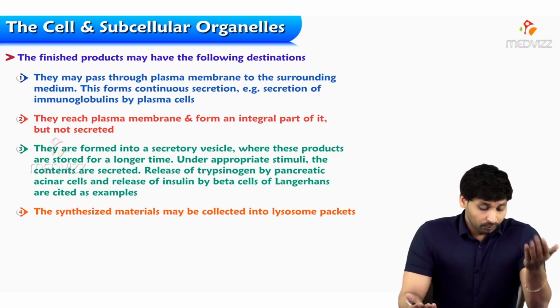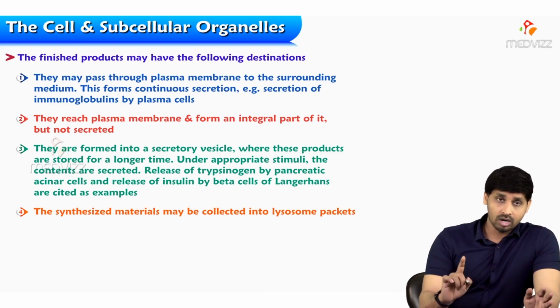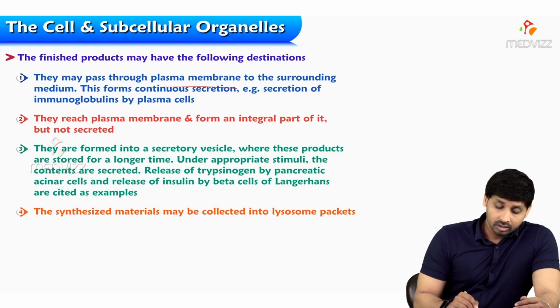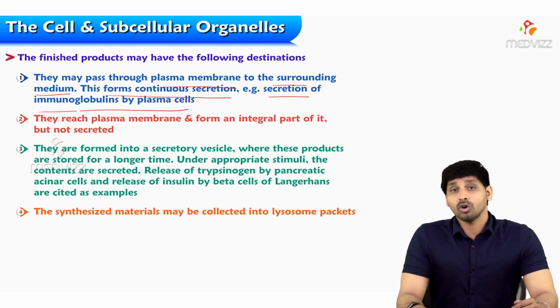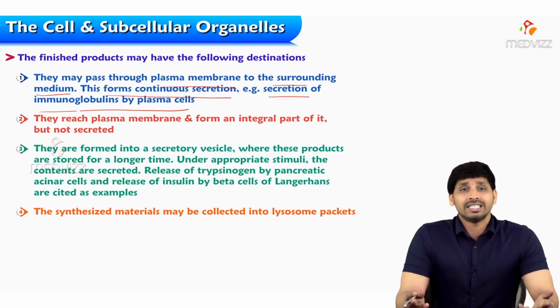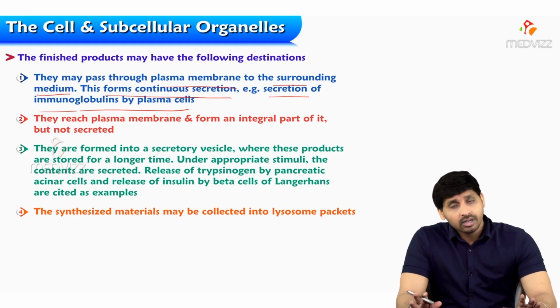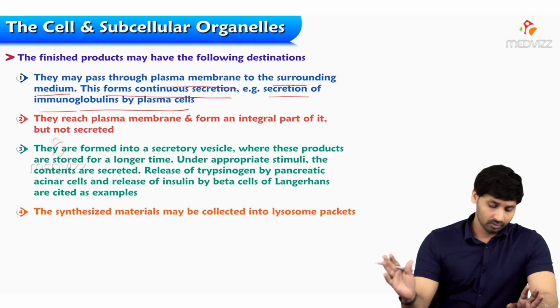The finished products may have the following destinations. First, they may pass through the plasma membrane to the surrounding medium. This forms continuous secretion. Example: secretion of immunoglobulins by plasma cells. Immunoglobulins are also protein in nature. Immunoglobulins are nothing but antibodies: IgA, IgG, IgM, IgE, right? They are also synthesized through protein synthesis.